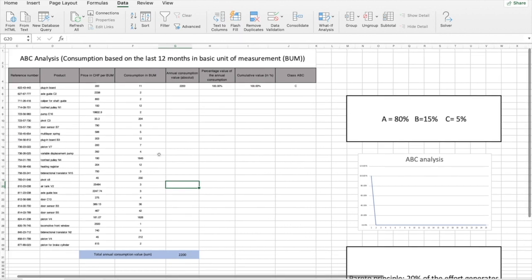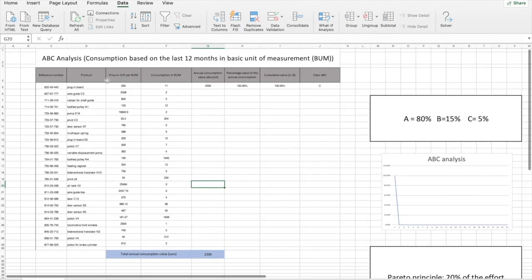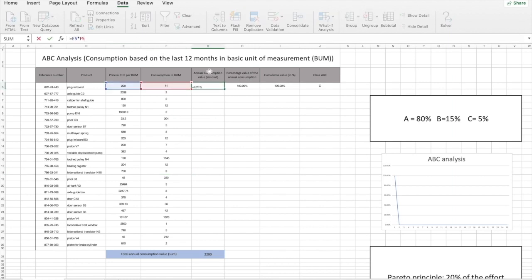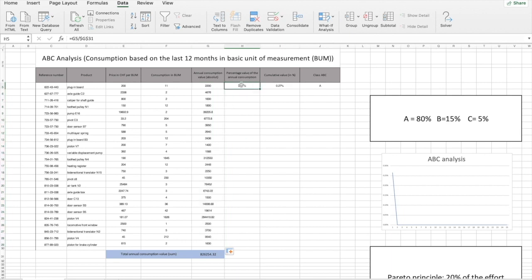Similarly, the ABC analysis's main idea is that inventories of an organization are not of equal value. Thus, the inventory is grouped into three categories: A, B, and C, in order of their estimated importance. Looking at the SBB's item list with the reference numbers, Thomas will first calculate the annual consumption value by multiplying the price per basic unit of measurement and the consumption of such unit. He now has the absolute annual consumption value for each item.